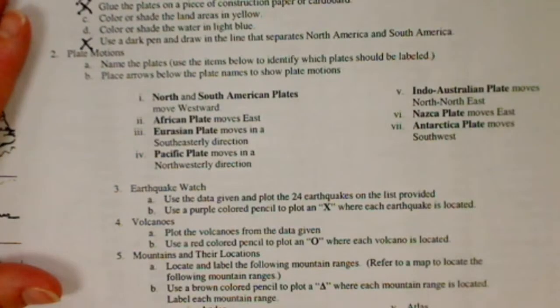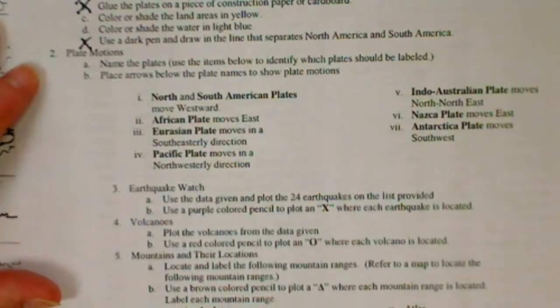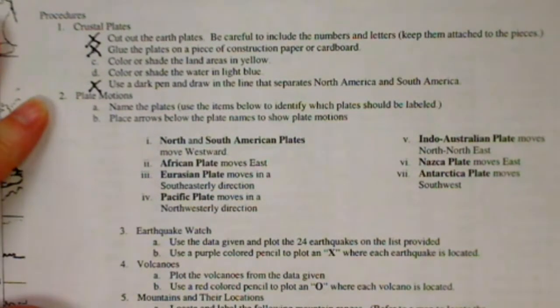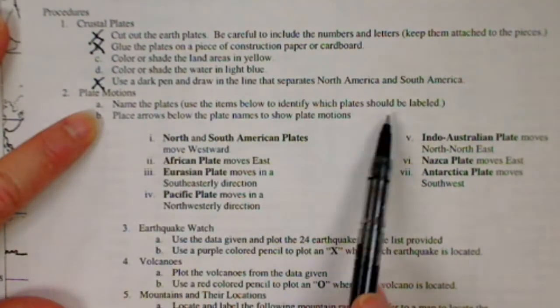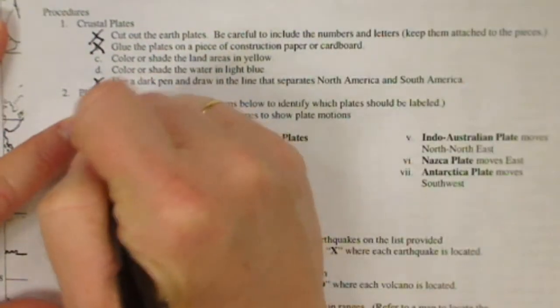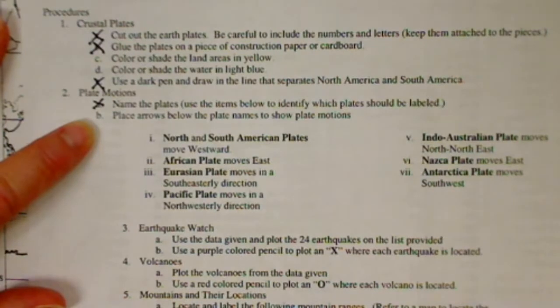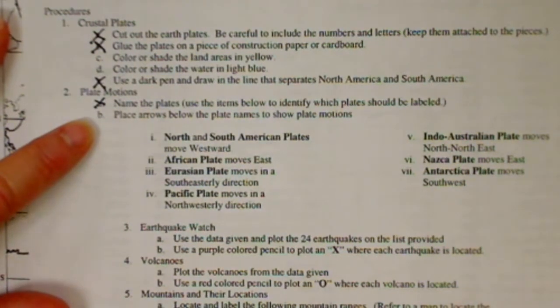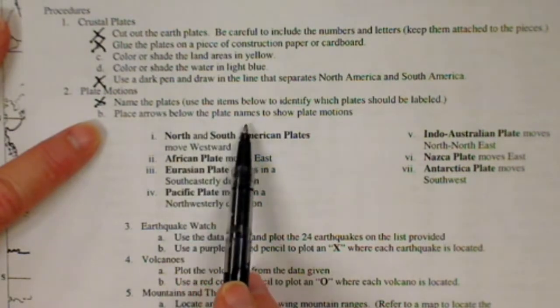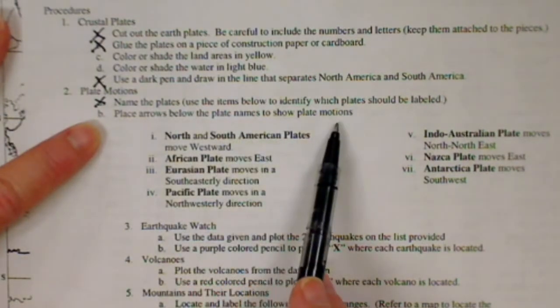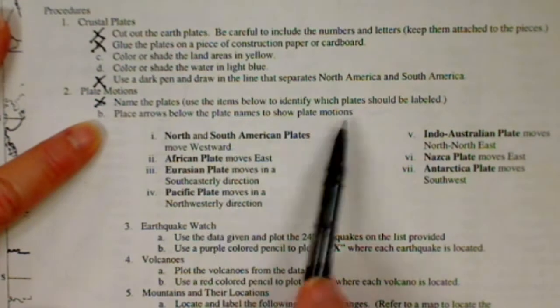There we go. All right, plate motion. Step A, name the plates. Please mark that out. That is already done for you. Step B, place arrows below the plate names to show the plate motions. We're going to do this example together.